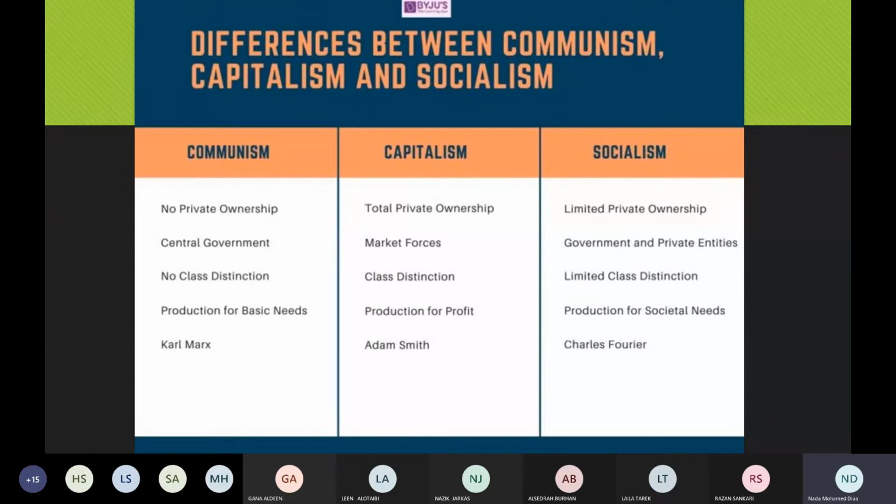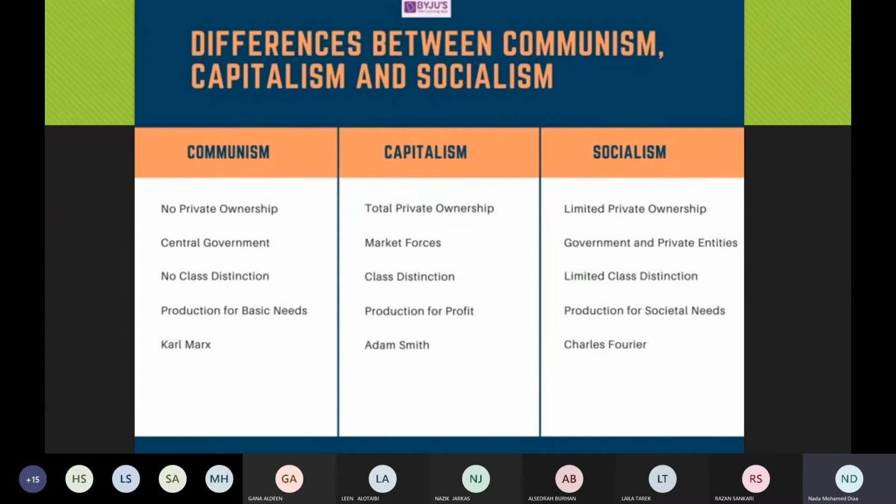In communism, no class distinction. Everyone is like the other. We are all working in the same place. We have the same qualities. In capitalism, there is class distinction. There is an owner and there is a worker. In socialism, limited class distinction. So the government may interfere to help you be a little bit more equal.